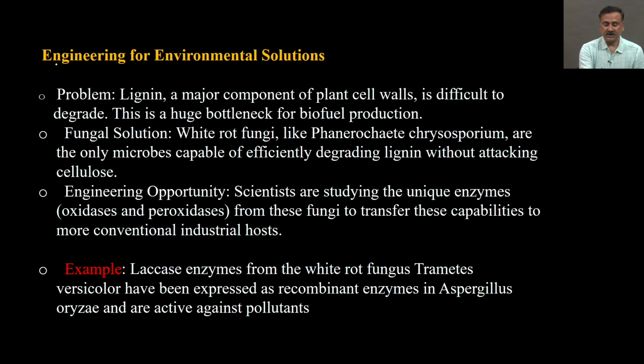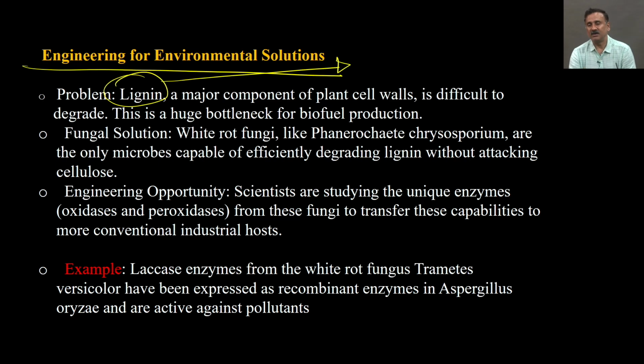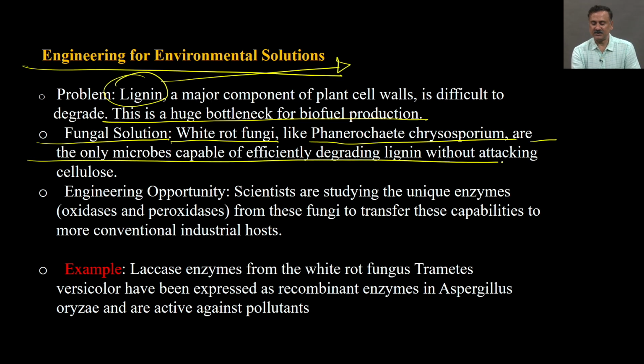Then you can also do engineering for environmental solutions. For example, lignin is a very important metabolite present in the plant, and it makes the grass hard to digest. This is a bottleneck for biofuel production. So, what you can do is generate a fungal strain, like white rot fungi. These fungi are the only microbes capable of efficiently degrading the lignin without attacking the cellulose.